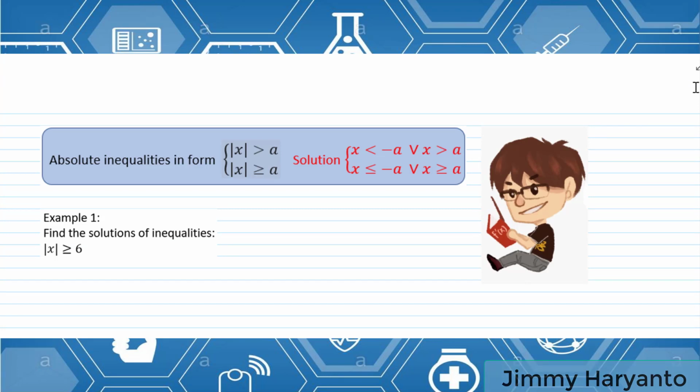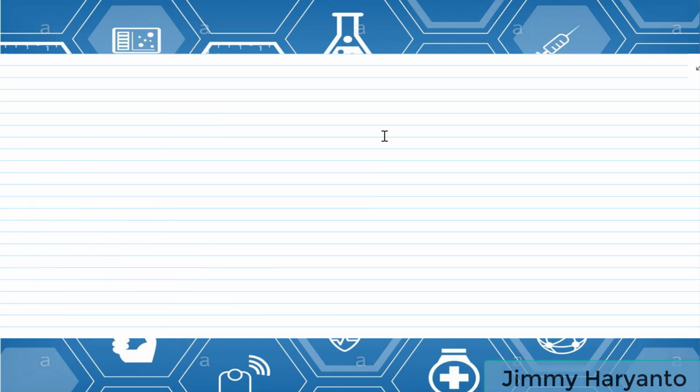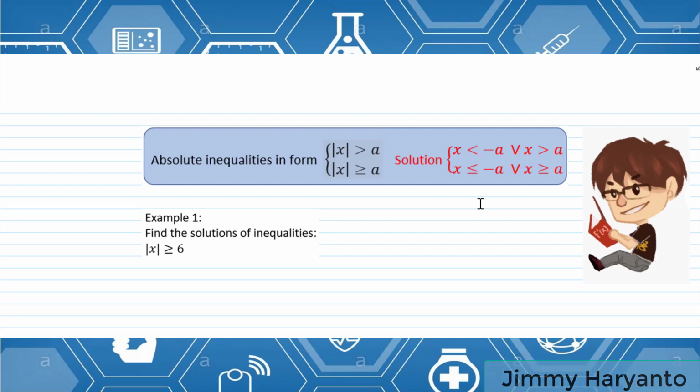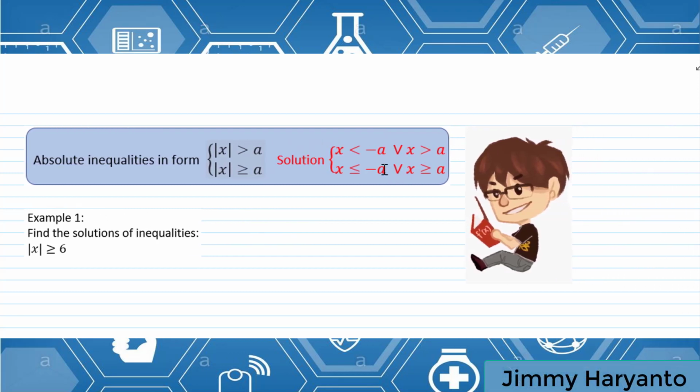The second form is this one. Absolute value of x is greater than a, and absolute value of x is greater than or equal to a. The solution will be like this. Okay, so you follow the solution.